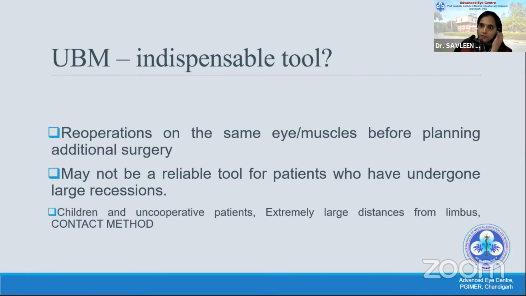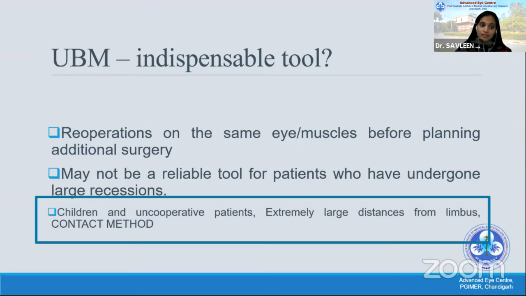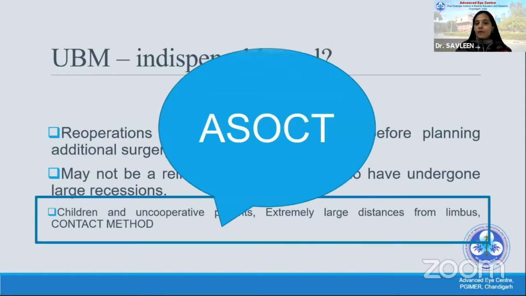UBM has some disadvantages, as Dr. Jasprit concluded, that when we are dealing with reoperations or looking at patients who have undergone larger recessions, we might not be able to use UBM very accurately. And the biggest disadvantage is not being able to use it in uncooperative patients and children, especially when you want to image larger distances, as they will not adduct and abduct. And it's a contact method, so you might not be able to do it in the outpatient department. This is where the role of ASOCT comes into the picture.